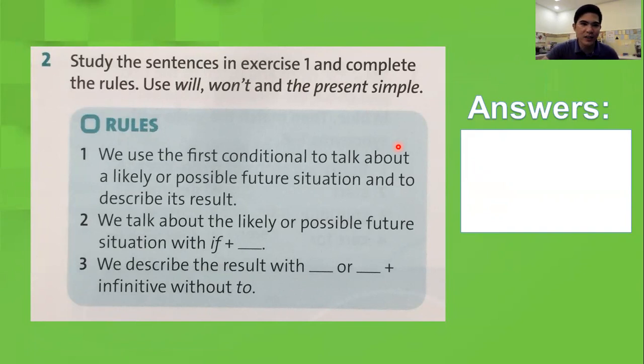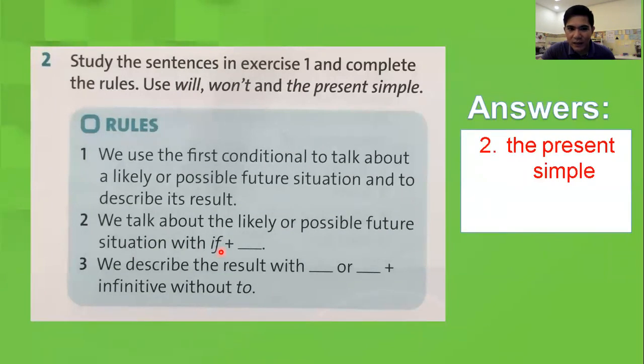Okay, we use the first conditional. We talk about a likely or possible future situation with if plus the present simple. Our example: present simple, boycott, protest. If plus present simple is for the situation, or the result, if. We describe this situation with if plus the present simple.